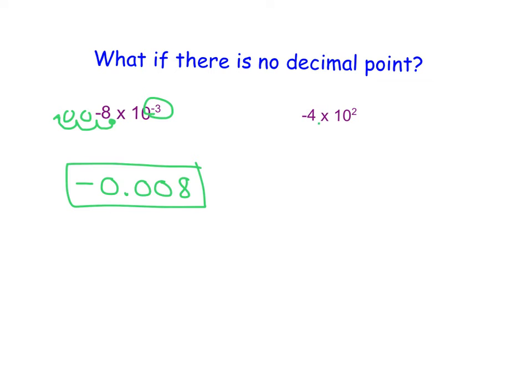And then here, same thing. We put that decimal point in, because I'm multiplying it by 10 to the power of 2, I know that that's going to make it larger because 10 to the power of 2 is 100. So I'm going to take a decimal point and move it 1, 2. So I get negative 400.